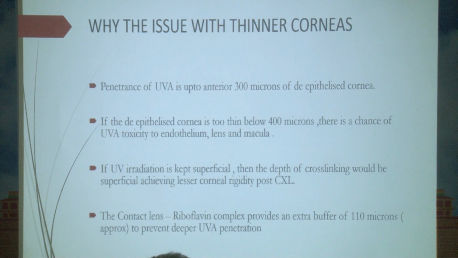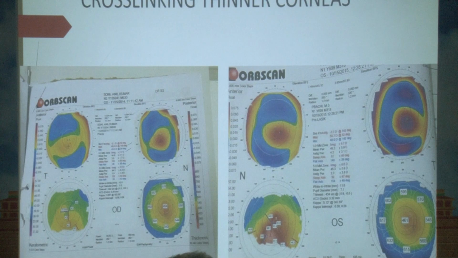So in a CACXL, that is a contact lens assisted cross-linking, this complex provides an extra buffer of about 107 to 110 microns to prevent deeper UVA penetration. So that is how we prevent toxicity to the endothelium. But does this suffice to give the cornea enough strength and rigidity in future? That is to be seen.